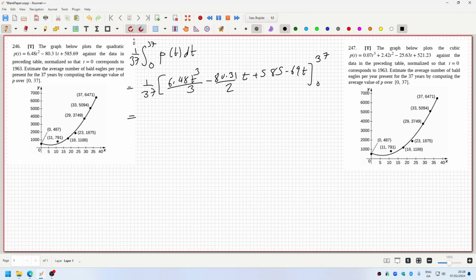Zero to 37. Yep. Okay, 6.4. Right, so it should be like what? It looks like about 4,000 average. Oh no, less than I thought. Okay, 2,056.995.